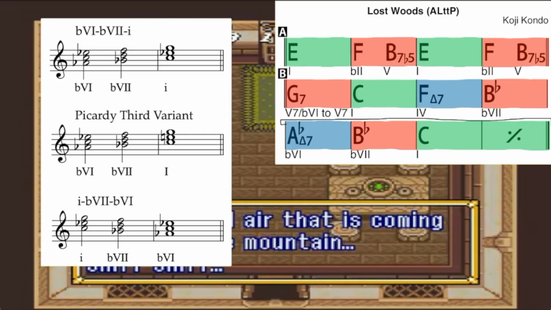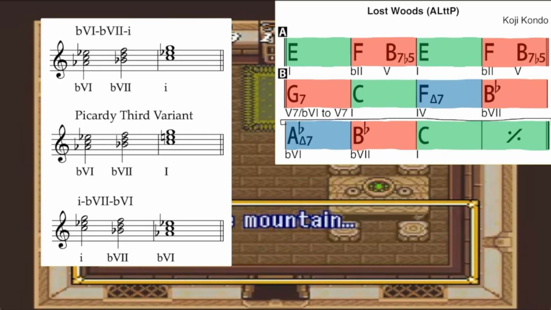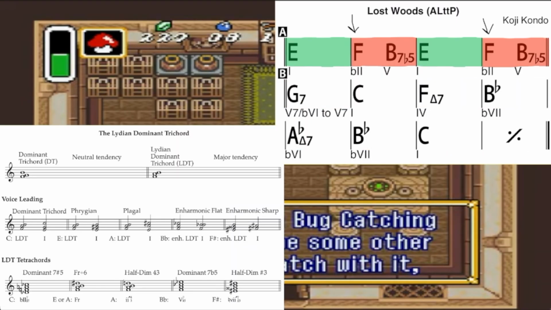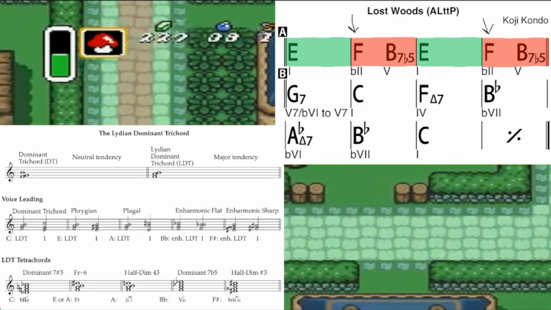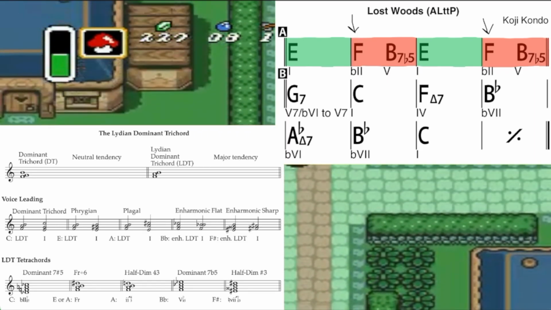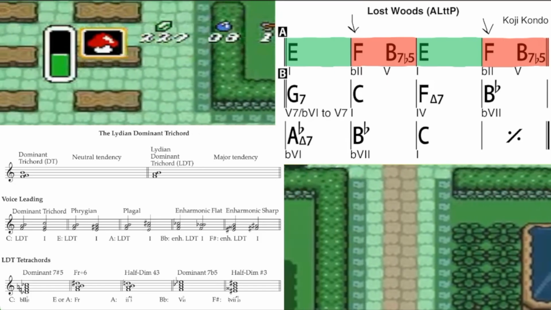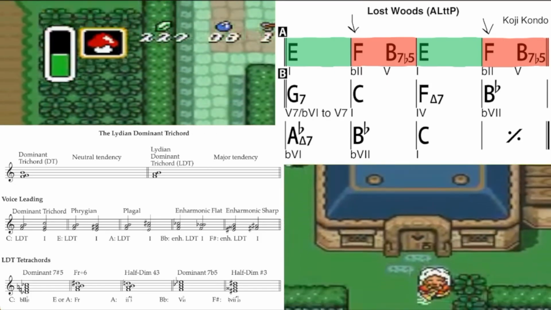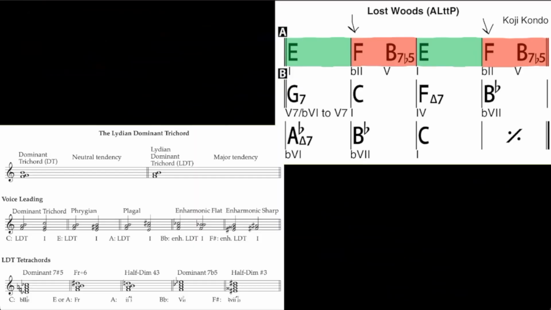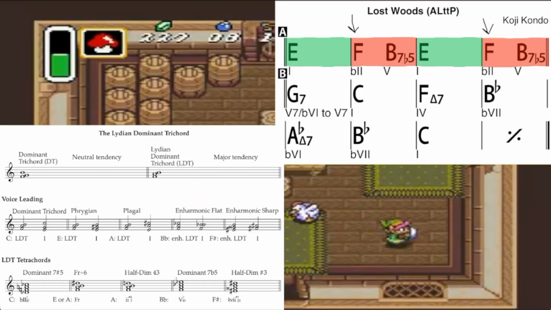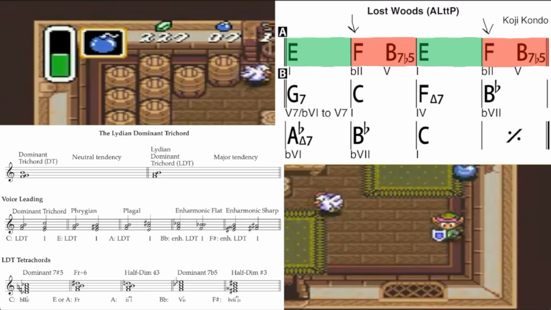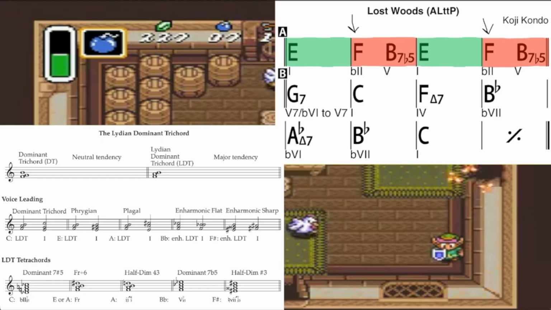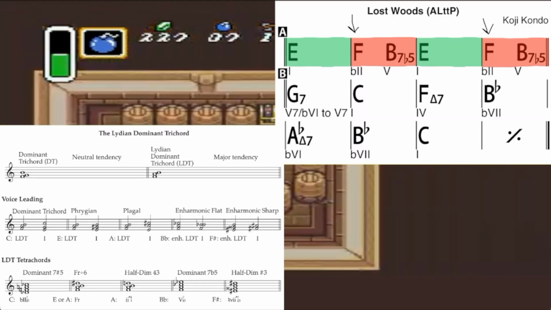Now I'm going to go over the Lydian dominant trichord once more before we finish. We are at an E major chord that moves to an F major chord, but the top note, the fifth, which should be a C natural, is instead a B or a C flat.